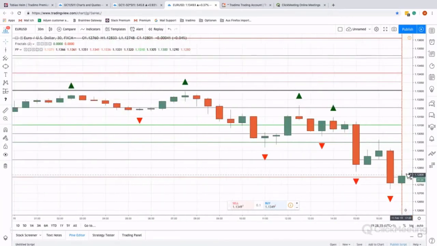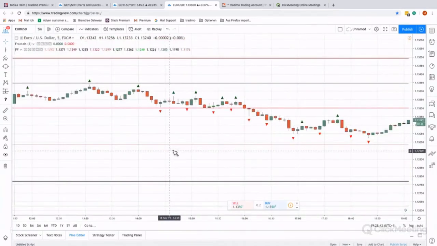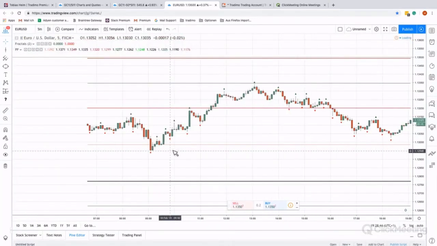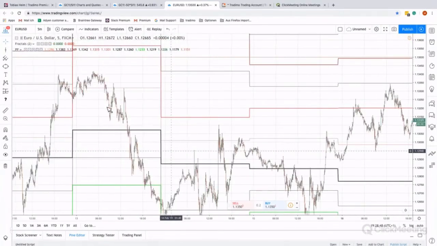Now the second step is we have to switch to the 5-minute chart. 5-minute chart, and of course I need to search the vertical line first.